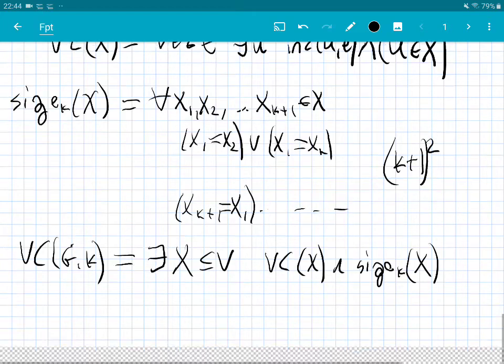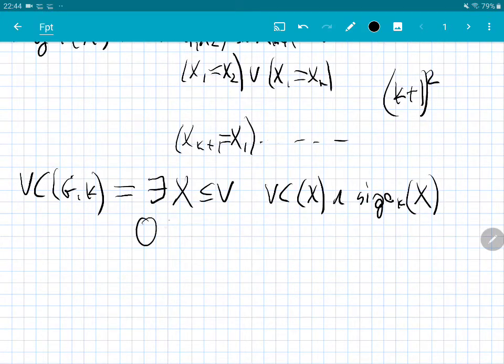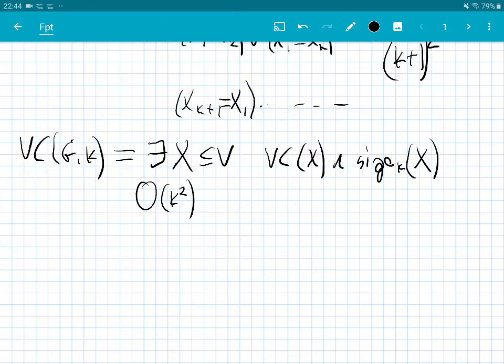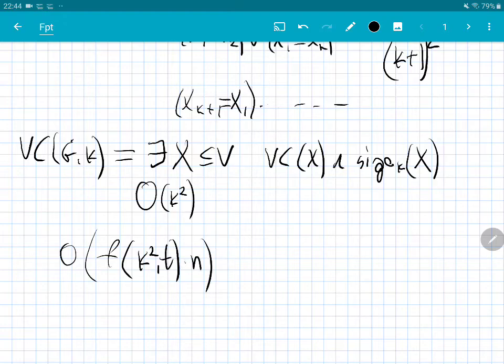But of course this is really bad, because this formula length is going to be something like O of K squared, and as such, the running time we get when we plug it into Courcelle's theorem is going to be some terrible function of K squared and the tree width of the graph, times n. And this is a very weak result. We already know much better algorithms for vertex cover of size K.